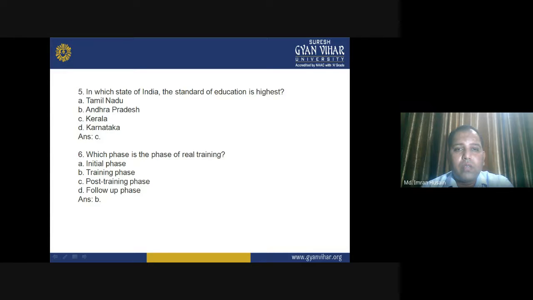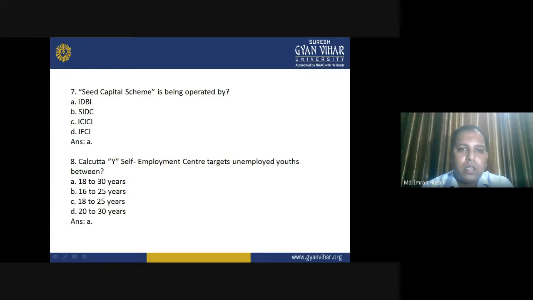In which state of India is the standard of education highest? The correct answer is C, Kerala. Which phase is the phase of real training? The answer is B, training phase. Seed capital scheme is being operated by A, IDBI.